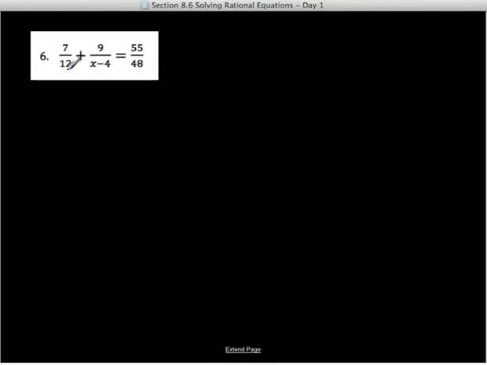Well, I can multiply 12 by 4 to get to 48. So I know that my least common denominator would be 48. And then I'm going to have an x minus 4. And then we're going to multiply all the numerators. So I'll write it out this time, and then I won't write out all of it the next time.